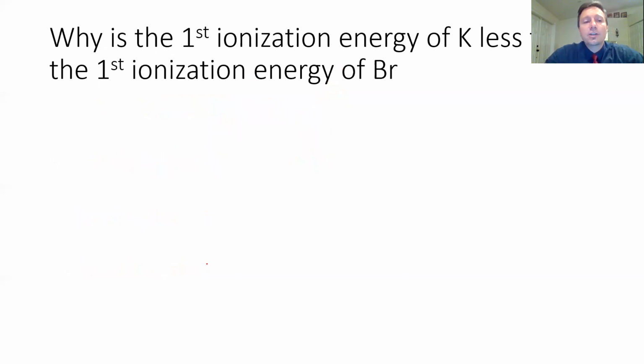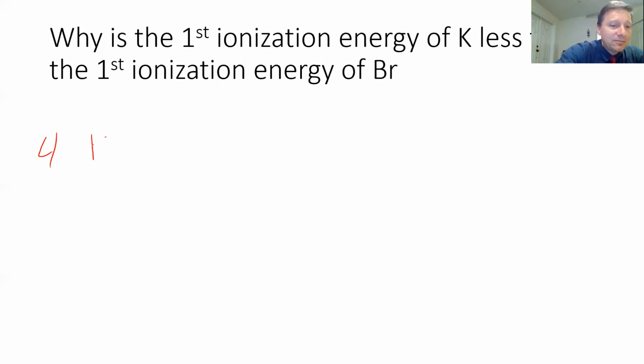So let's look at this here. Why is the first ionization energy of potassium less than the first ionization energy of bromine? So let's look at where they are here. So they are both in the fourth energy level.